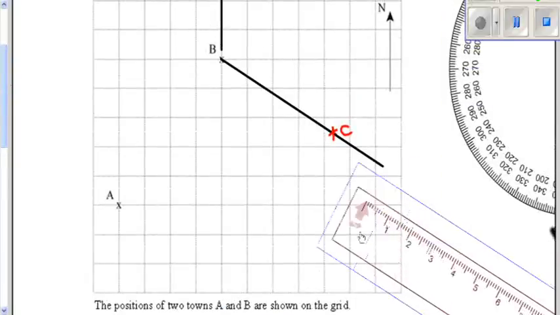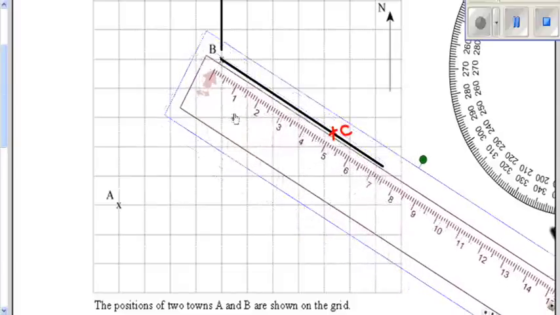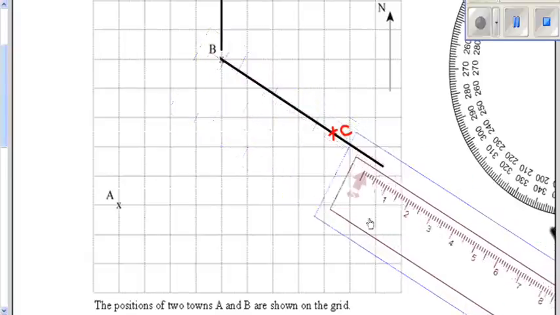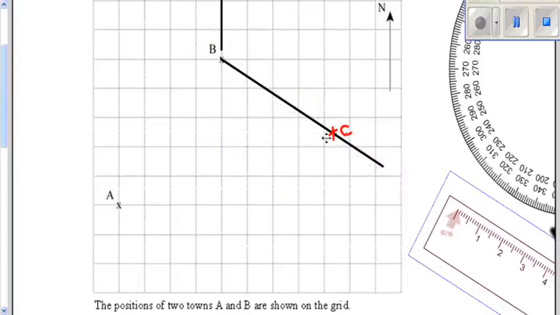So it's easy enough then to get your ruler, put it up to B and go along to 5, and mark your point on that line. You can see I've marked it with an X there. So that's the point C, which is 5 centimeters or 2.5 kilometers from B, and at a 120 degrees bearing measured clockwise from the north point at B.